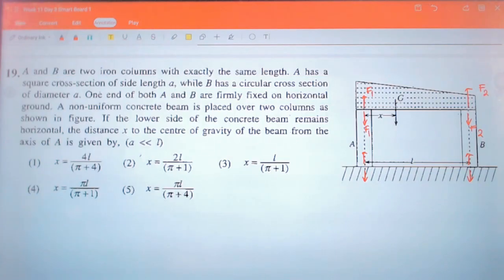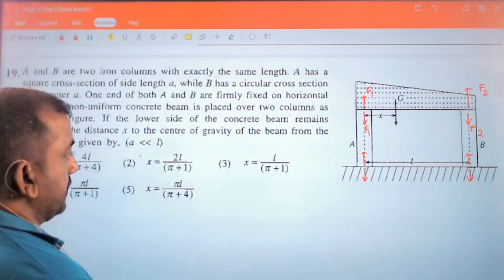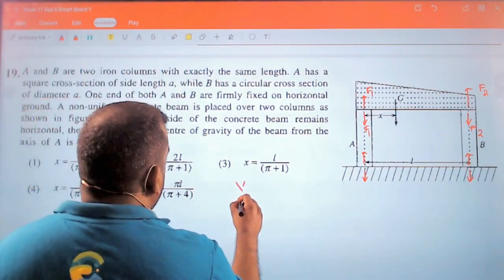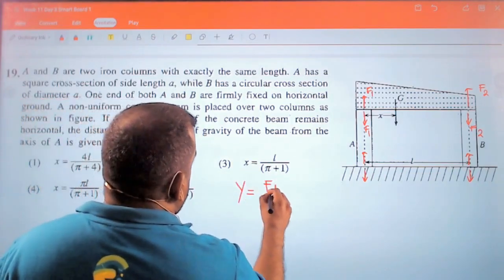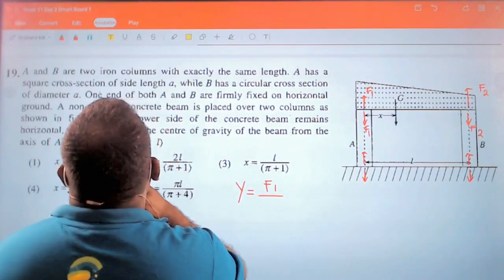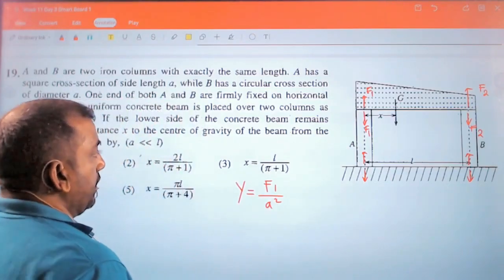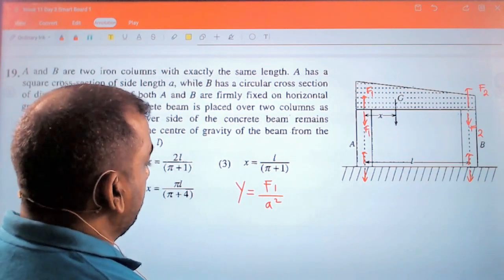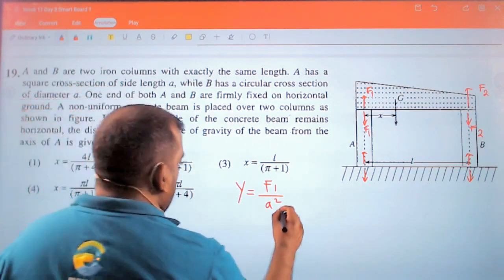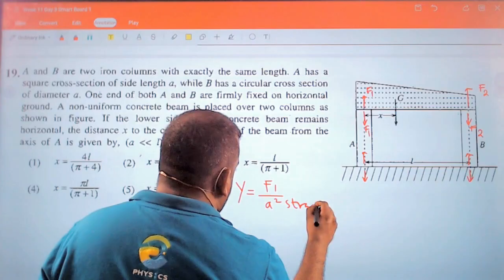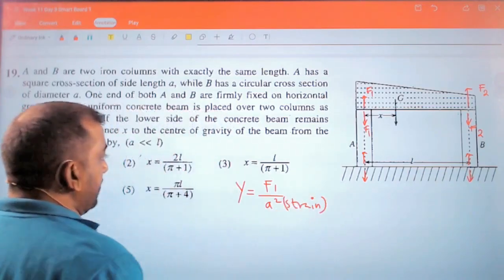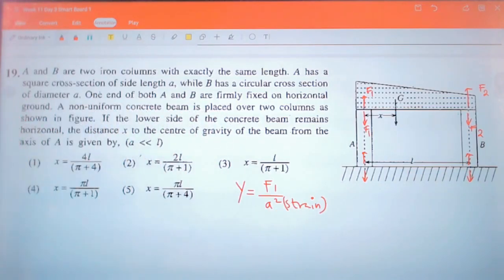Iron columns made from the same material. So we'll take it like this. Young's modulus is stress over strain, and the stress is force over area, A squared. Strain should be the same, since the initial lengths are the same and they are horizontal.